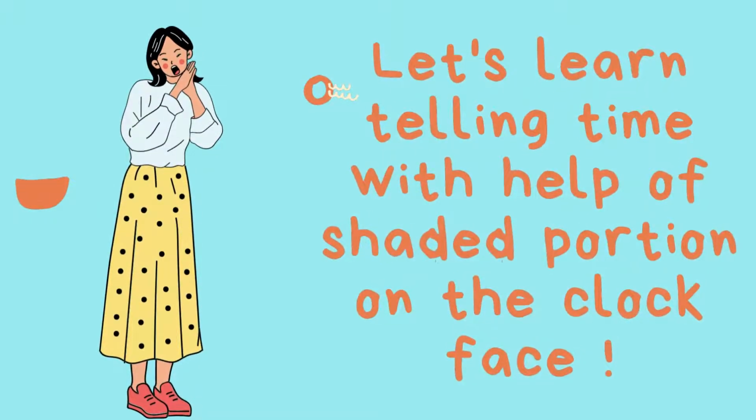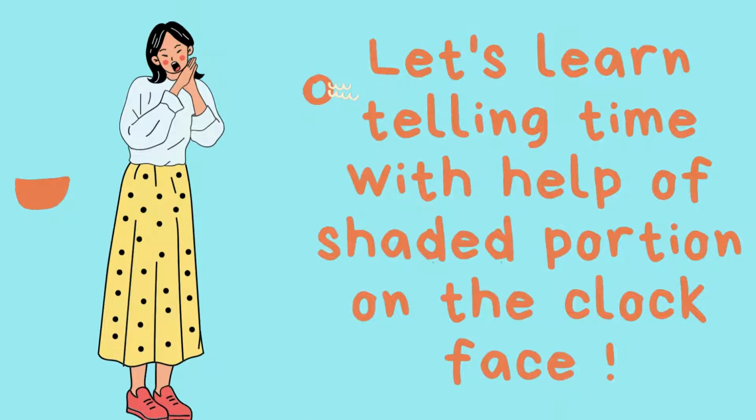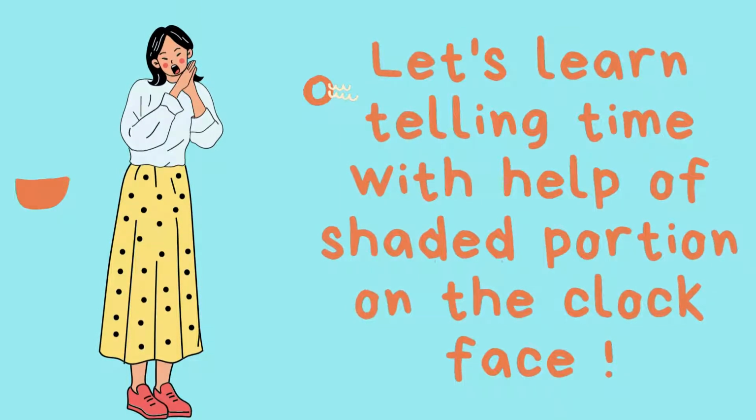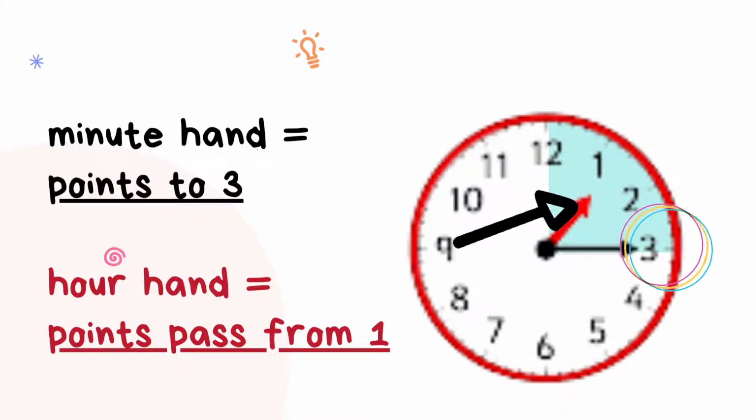So we're done with the easy part of the clock face. Now let's learn telling time with the help of the shaded portion on the clock face. We're going to relate the shaded portion on the clock face and the minute and hour hands. First, let's look at the minute hand. Now, the minute hand is pointing to number 3.